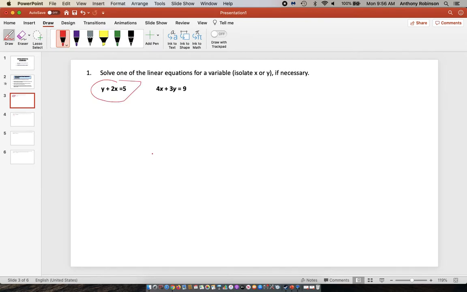All right, so let me rewrite it down here. So it's pretty straightforward. You guys have done this before in different ways. So I have y plus 2x equals 5. Okay, so all I'm doing is subtracting the 2x on both sides. Since I'm doing the same operation to both sides of the equation, my equation is still balanced. It's still the same thing. I'm just representing it in a different way.